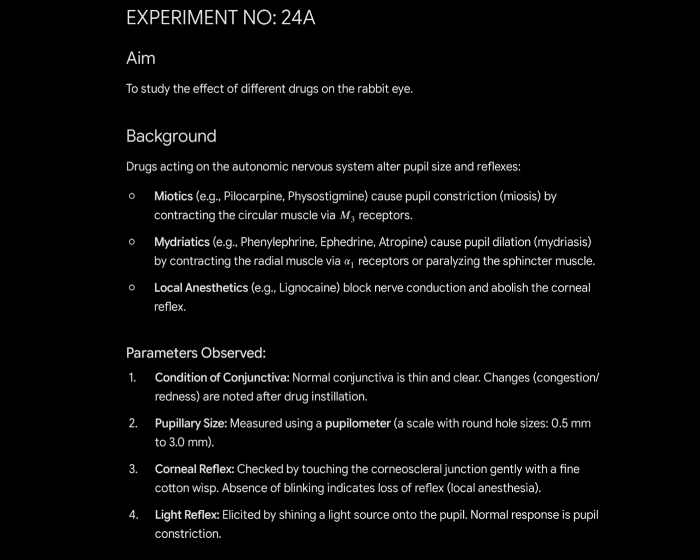Parameters observed: first is the condition of the conjunctiva. Normal conjunctiva is thin and clear. Changes such as congestion and redness are noted after drug instillation. Second is pupillary size, measured using a pupillometer, a scale with round holes of size 0.5 mm to 3 mm.